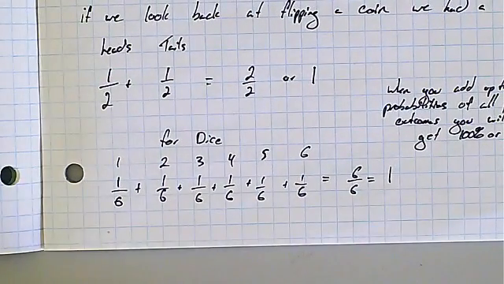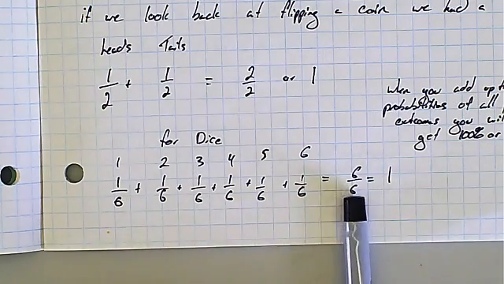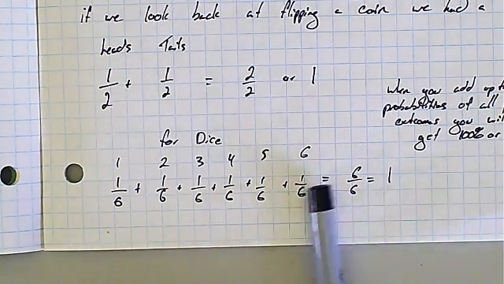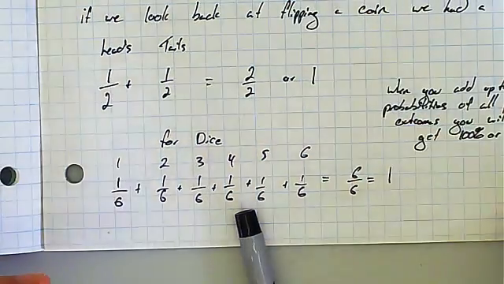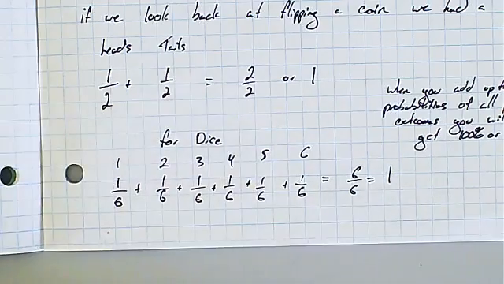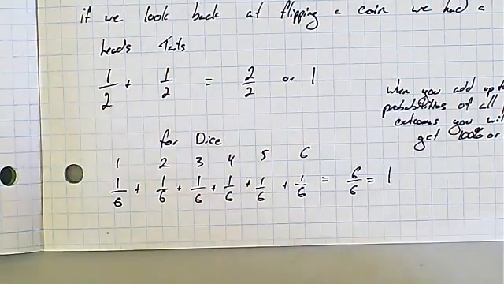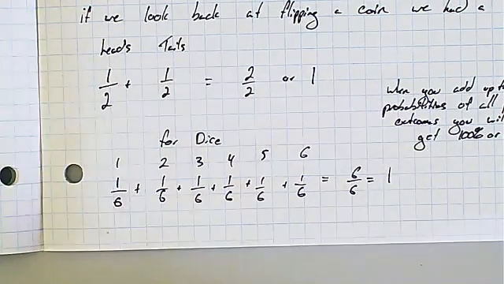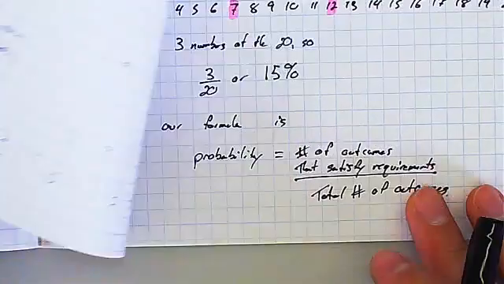I can roll a 1 through 6, and each of these numbers has a 1 in 6 chance. When I add these all up, I have 6 out of 6 or 100%, because I'm guaranteed when I roll this dice, I have to get one of these numbers. I'm not going to roll a 7, because it's not on this dice. So when you add up the probabilities of all the possible outcomes, it has to equal 100%. If it doesn't, you've messed up your math somewhere.